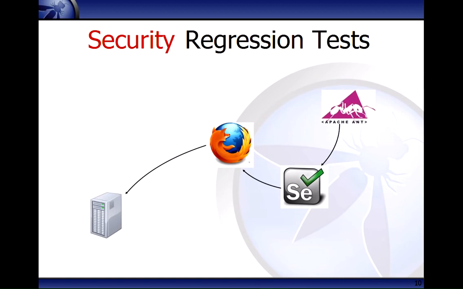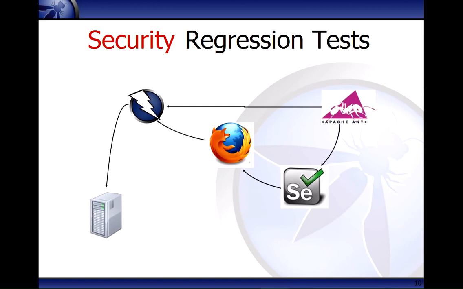But what we can do is change those into security regression tests. And that's relatively straightforward. What you do is, instead of driving the application directly from your browser, you put Zap in between. So that's another way for Zap to understand your application. And then you actually invoke Zap directly.